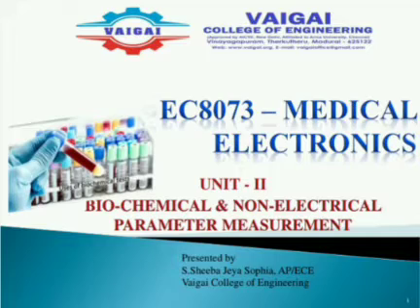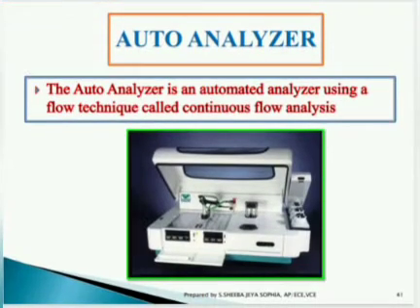Now we are going to discuss Medical Electronics Unit 2, Biochemical and Non-Electrical Parameter Measurement. In our previous session we discussed pH, PO2, PCO2 and calorimeter measurement. In this session we are going to discuss auto analyzers.